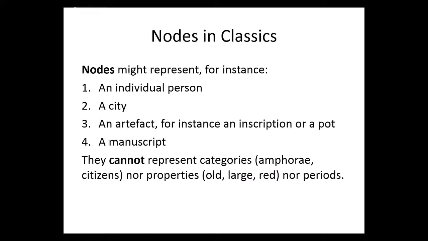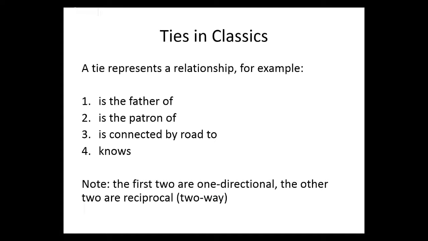I put at the bottom things that nodes can't represent. They can't represent big categories of stuff like amphorae or the citizen body. And they can't represent things that aren't discrete: old, large, red. They're ambiguous. In other words, network theory can do certain things quite well, but it's not going to work with other kinds of questions. And even when you see, for example, a diagram of different amphorae forms related with lines, this isn't really network theory in a very precise or helpful sense. It's just a diagrammatic representation.